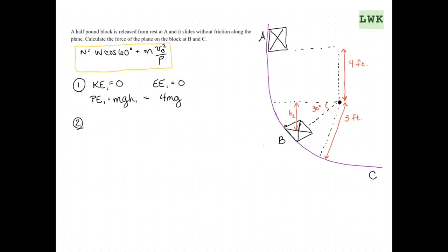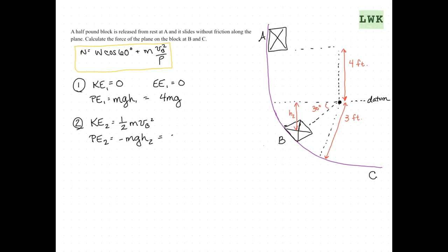So at state 2, we know the kinetic energy equation is 1/2 m v_B squared. Our potential energy at state 2 is going to be equal to negative mgh, because we're going to be below our origin, our datum line, if this is our datum. So we're going to be negative.